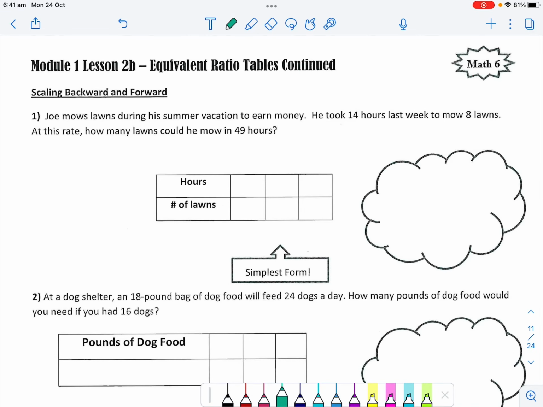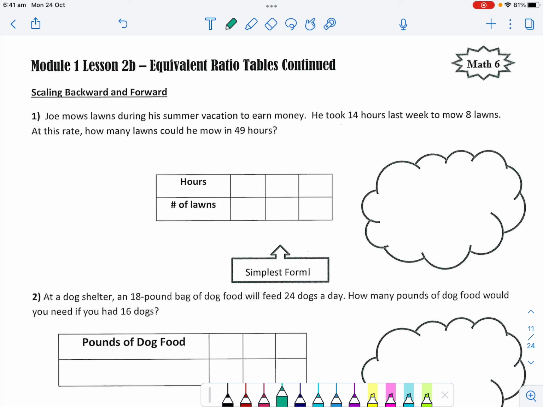Hey everyone, today we are going to be continuing with ratio tables. So we've done scaling forward where we're multiplying. We can get from the first number to the second number in one step by multiplying. And then we did scaling backwards, where we got from the first number to the second number by dividing. In these examples, we're going to have to go both directions. So we're going to have to simplify our ratio and then scale forward to get to our end result.